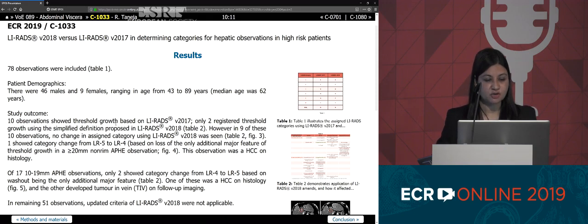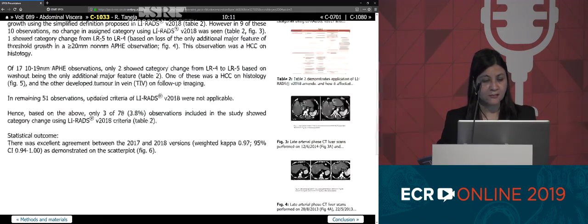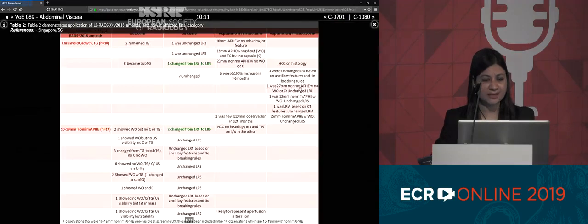10 observations demonstrated threshold growth based on version 2017, and 17 observations fell in the 10 to 19 millimeter APHE category. 51 observations were not affected by the minor amendments. Let's take a quick look at this table.